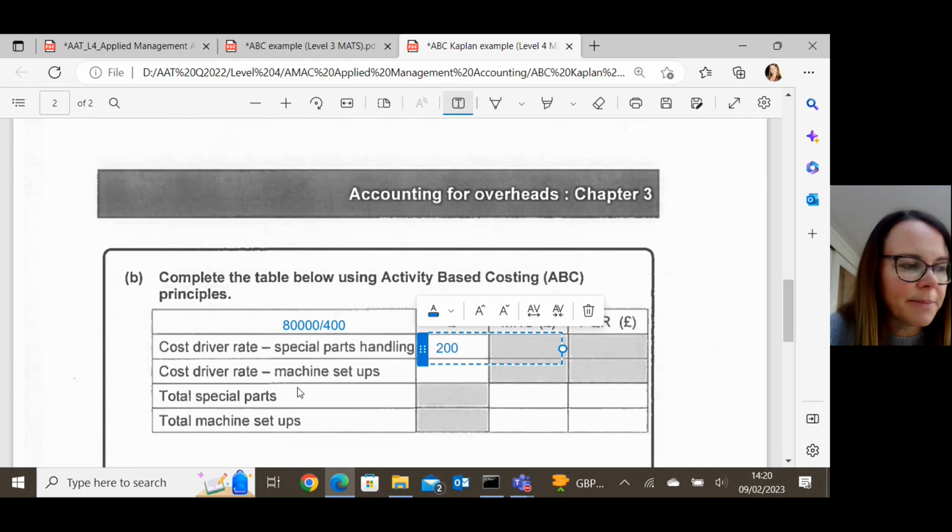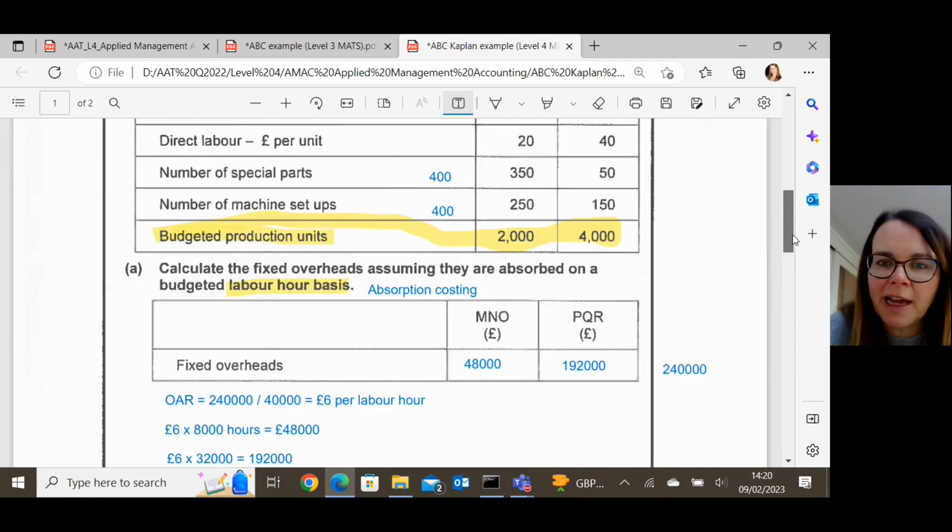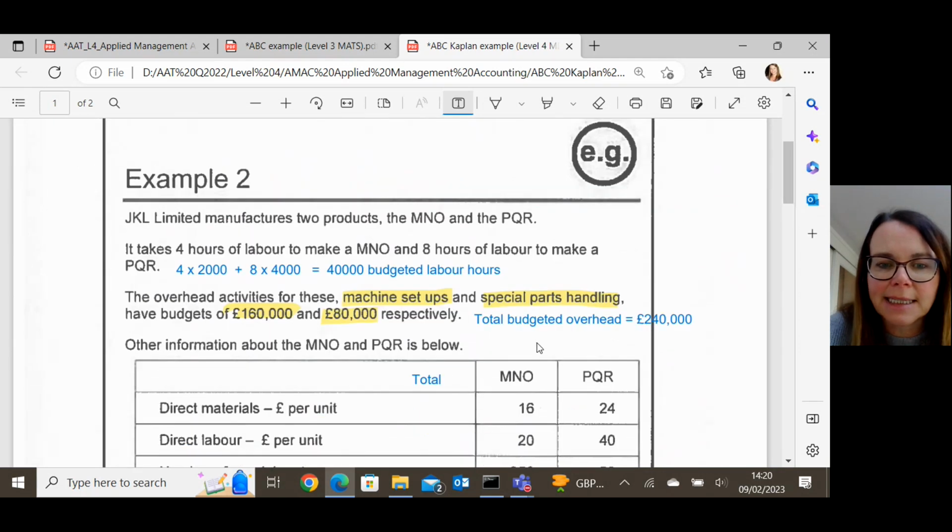For the machine setups, let's get the figures for that. So we are looking at this £160,000.